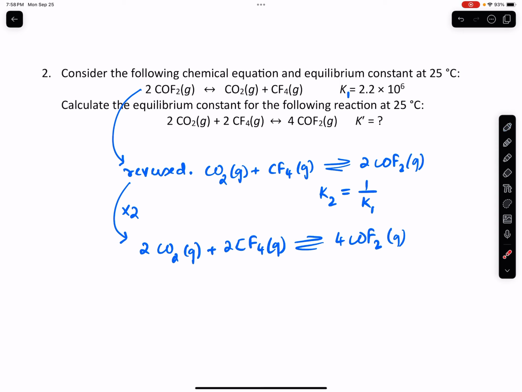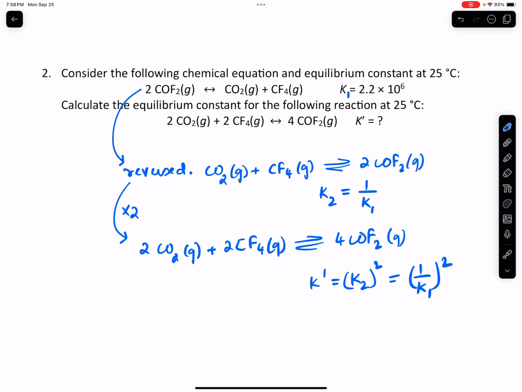All right, so once we have that, you can see this equation is identical to this equation, and that is what K prime is. So when equations are multiplied, here's another rule. When an equation is multiplied by a factor, so this one is multiplied by a factor of 2, the equilibrium constant gets raised to that same factor. So K prime for this one is going to be K2 raised to 2, which is equal to, since K2 is equal to 1 over K1, 1 over K1 raised to 2.